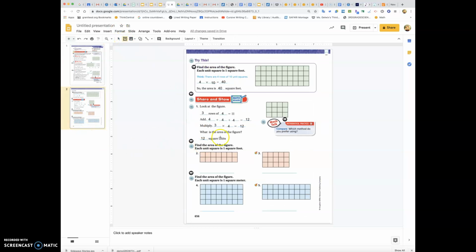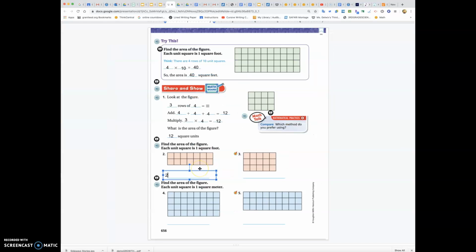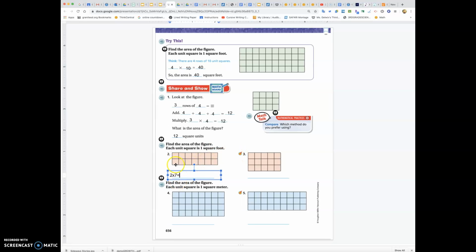Okay, so find the area. Each unit is 1 square foot. So we have 2 rows, and in each row, I'm going to do this down here. So I have 2 rows, and in each row is 1, 2, 3, 4, 5, 6, 7. So 2 rows of 7. Okay, equals 7 in row 1 plus 7 in row 2. That's 14, and the way that you mark the unit is you write square. Now it's square feet. Okay, and I'll abbreviate the next one.